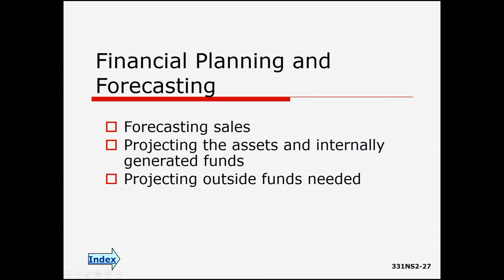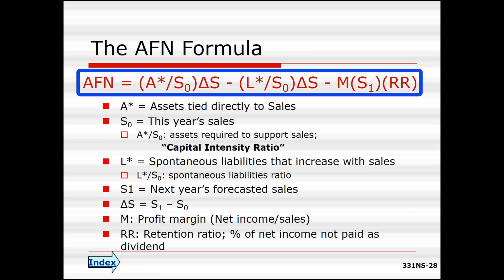This topic was covered in 331 in conjunction with the accounting review, since it depends heavily on the use of accounting data, while providing a basis for further forecasting in upper-level finance classes. The AFN, Additional Funds Needed equation, provides a basic method to value the impact of sales growth on the need for outside funding. A asterisk is the dollar amount of assets tied directly to sales.